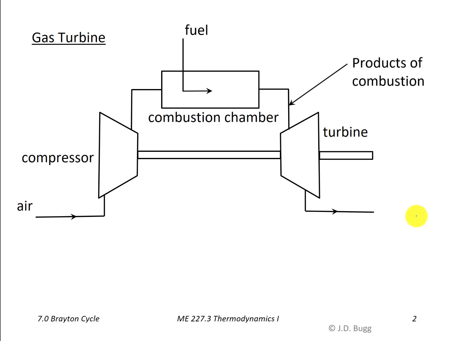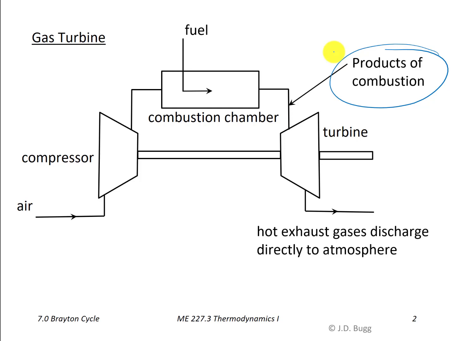So through the compressor, the working substance is air, but through the turbine, it's the products of combustion. So this is primarily water vapor, CO2, and nitrogen, but there are some other trace gases in there as well. So the working fluid is actually different in the compressor and the turbine because of the combustion. And then after the turbine, the hot exhaust gas is discharged directly to the environment. So this is complicated by the change in chemical composition that happens in the combustion chamber.